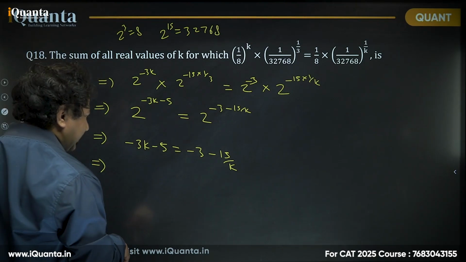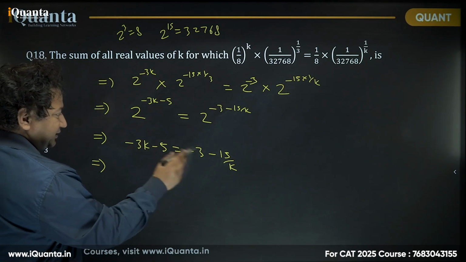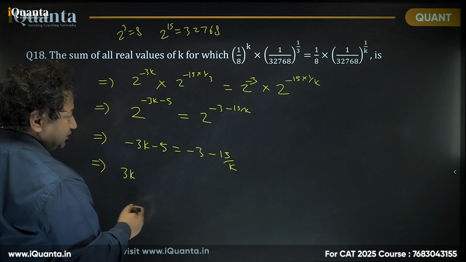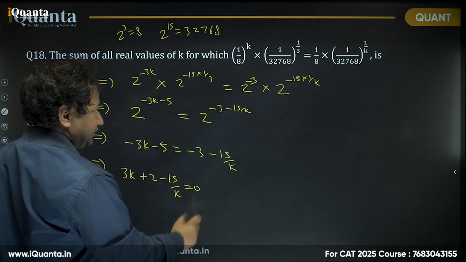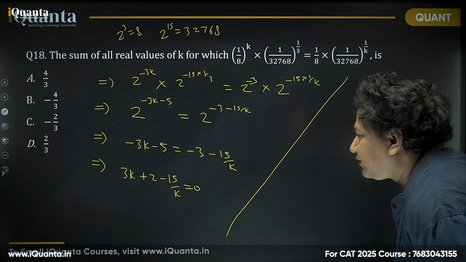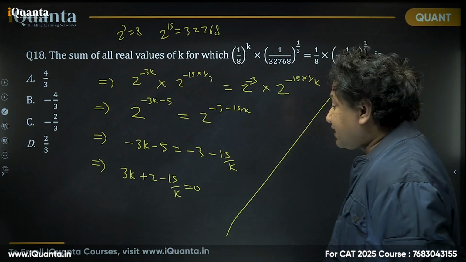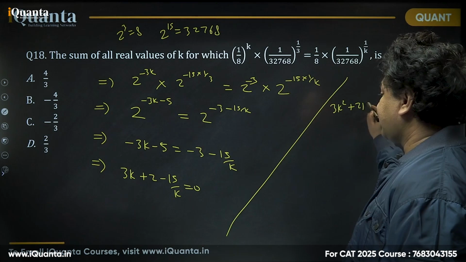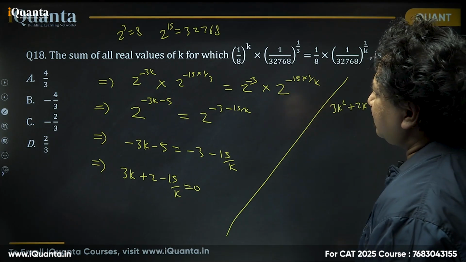Nice. Let's bring all of it together. If I send the left hand side to the right hand side, I'll get 3k, and minus 3 plus 5 is plus 2. Plus 2 minus 15 by k is equal to 0. Great. Now we'll have to make a quadratic equation. Multiplying the whole thing by k, I'll get 3k square plus 2k minus 15 is equal to 0.